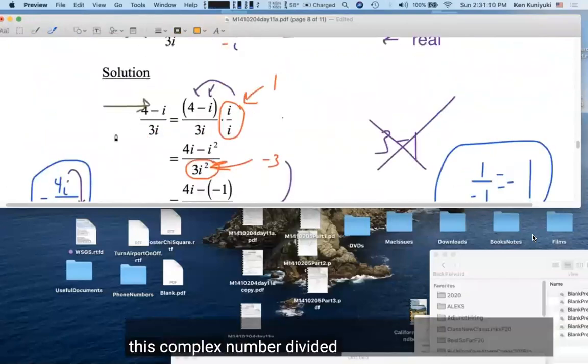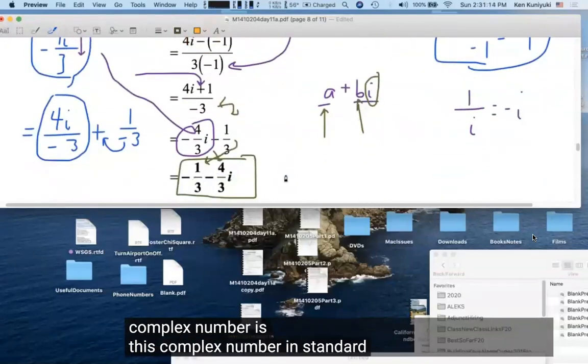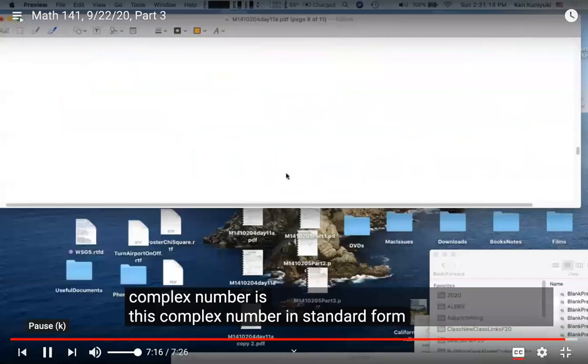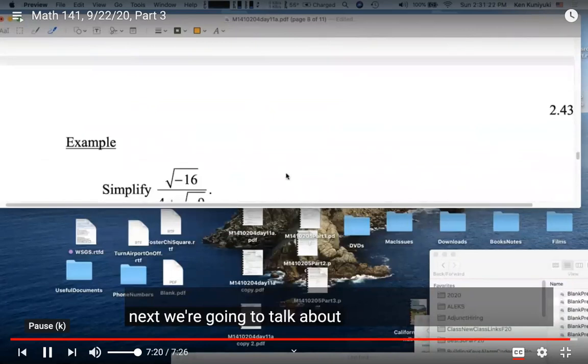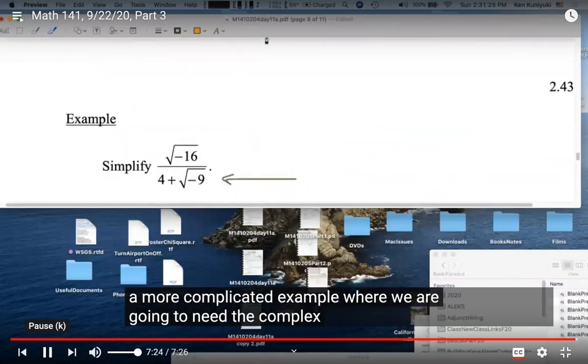This complex number divided by this complex number is this complex number in standard form. Next, we're going to talk about a more complicated example where we are going to need the complex conjugate.